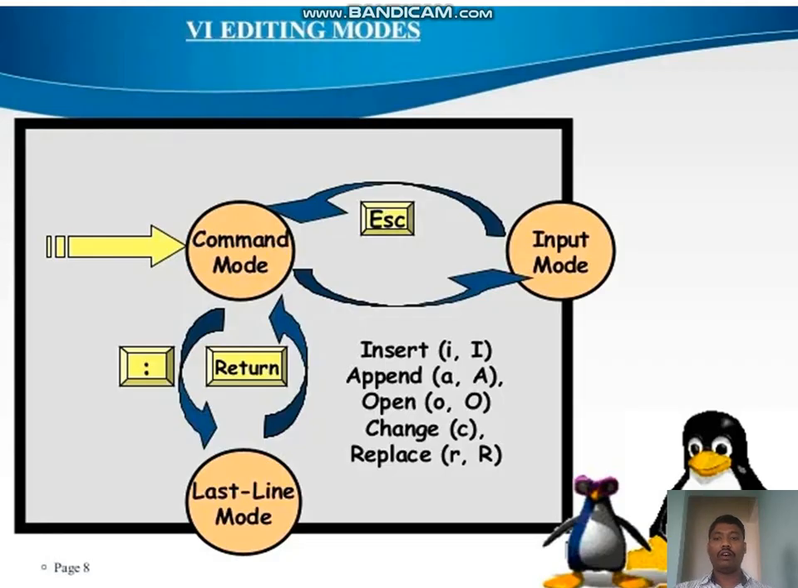This is the diagram of the different modes of the VI editor: command mode, input mode, last line mode. For the insertion of data, use small i or capital I. For appending, small a or capital A is used. For opening a line, you can use small o or capital O. For changing, use small c. For replacement, you can use small or capital R in the terminal of the Linux operating system.